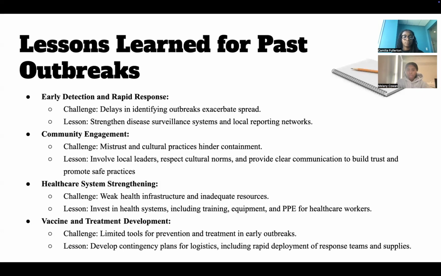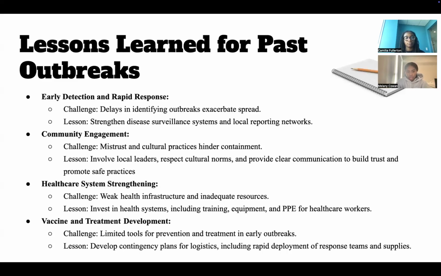Healthcare systems training. Challenge: weak health infrastructure and inadequate resources. Lesson: invest in health systems, including training, equipment, and PPE for health workers. Vaccine and treatment development. Challenge: limited tools for prevention and treatment in the early outbreaks. Lesson: develop contingency plans for logistics, including rapid development of response and team supply.